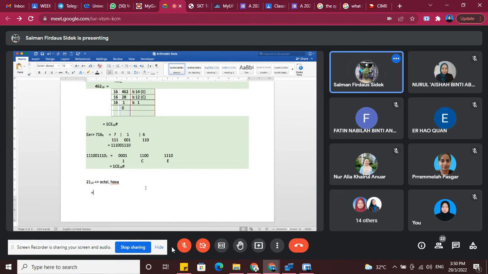We do step by step. Okay, mula-mula nak buat apa? Divide by 16. Nak cari octal dulu. Oh, divide by? Divide by 8. Okay, divide by 8.